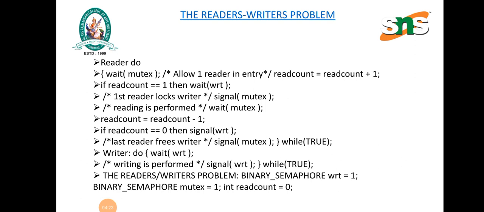The readers-writers problem. Readers do wait(mutex); the first reader locks out writers; readers perform reading; read count goes from 0 to 1, and the last reader frees the writers. Writers do wait, writing is performed, then signal; the semaphore is initialized to 1.